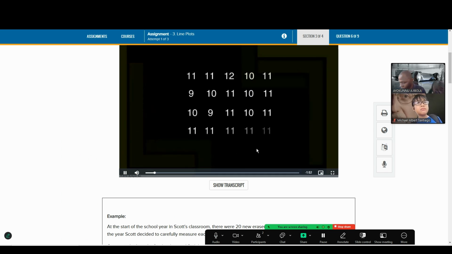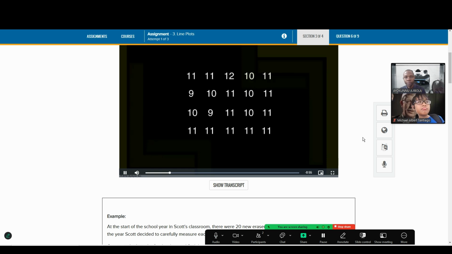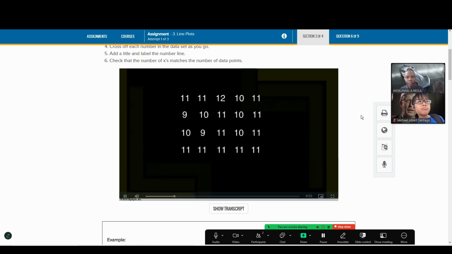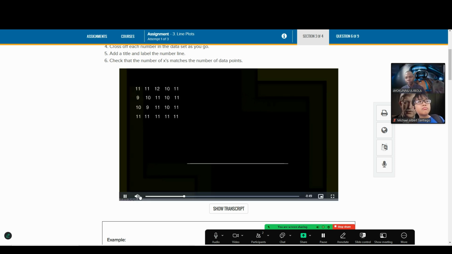Given a set of data, such as these math quiz scores, a line plot can be constructed and the measures of central tendency found. First, a horizontal line is drawn, which will be the number line for the data.